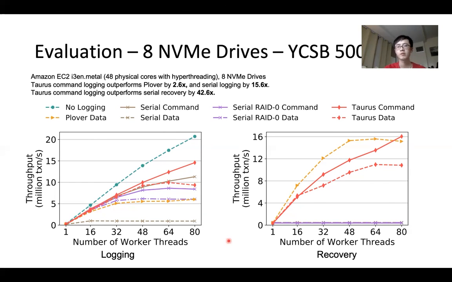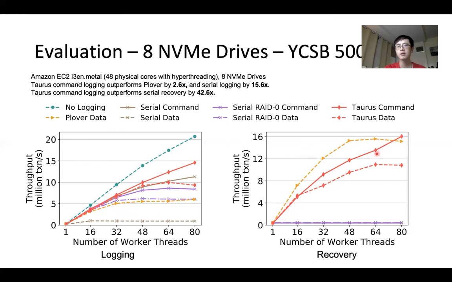The figure in the bottom right is about recovery performance. We can see that Plover actually performs quite well in recovery. This is because Plover writes multiple log records to many log files, so that each log file contains all the information it needs. So it does not have to resolve any dependencies during recovery. Each log file can just recover on its own. So that's why it's very fast.